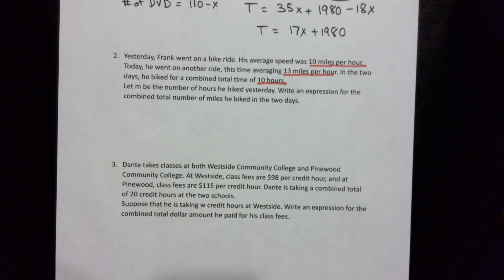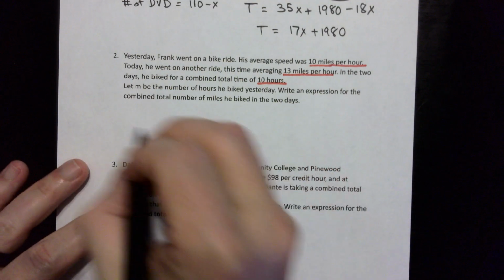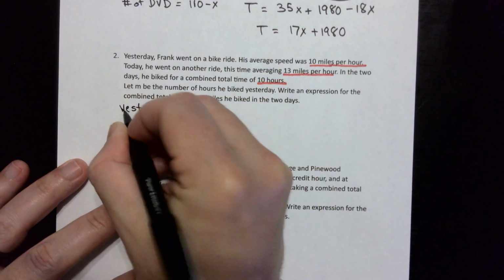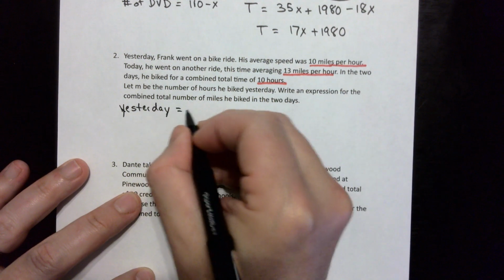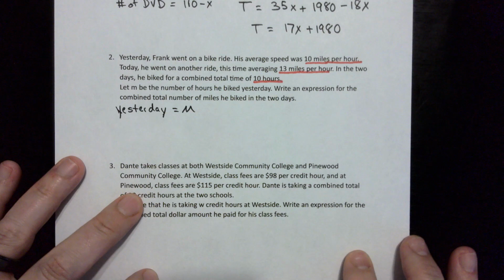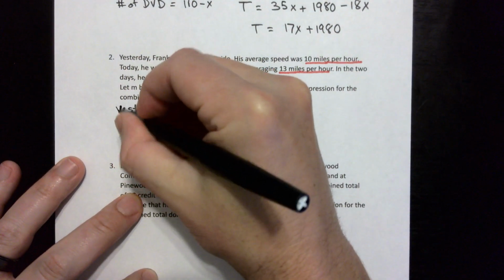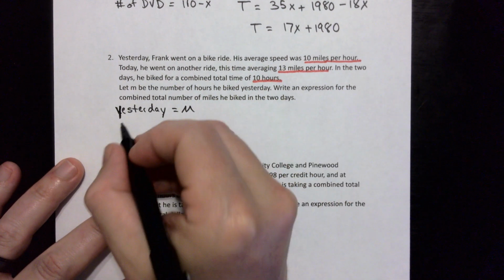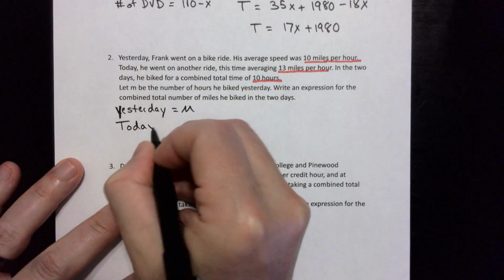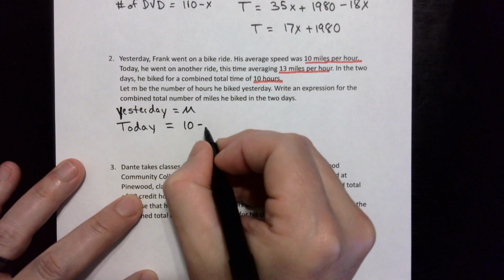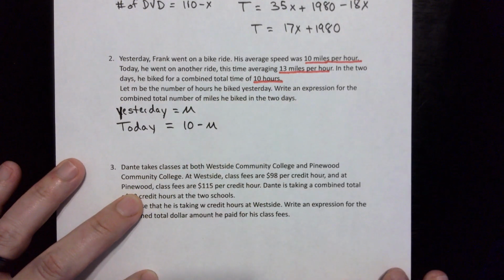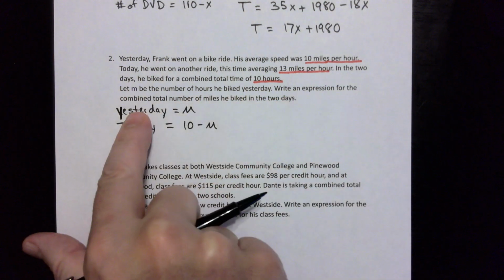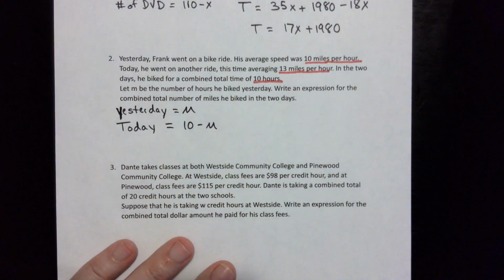It says let M be the number of hours he biked yesterday. So yesterday was equal to M. Just like we did in the last problem, since we're given that M is yesterday, and we're also given a total of 10 hours for yesterday and today, then today is 10 hours minus the number from yesterday. Whatever was left out of the 10 hours is today. Then it says write an expression for the total number of miles he biked for the 2 days.